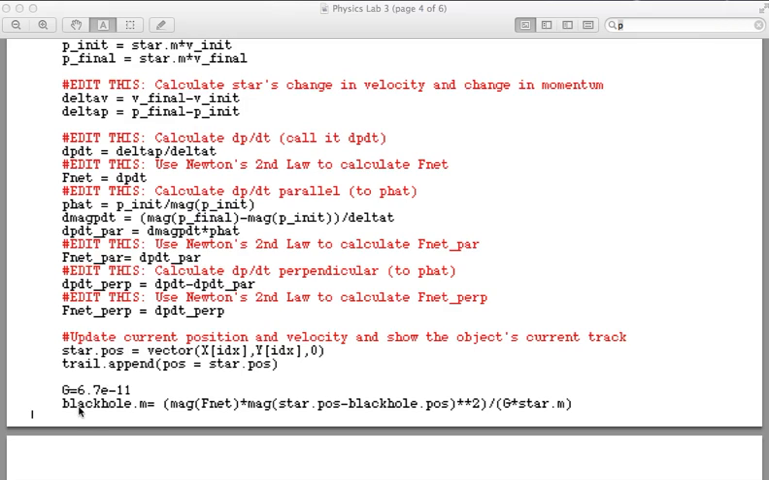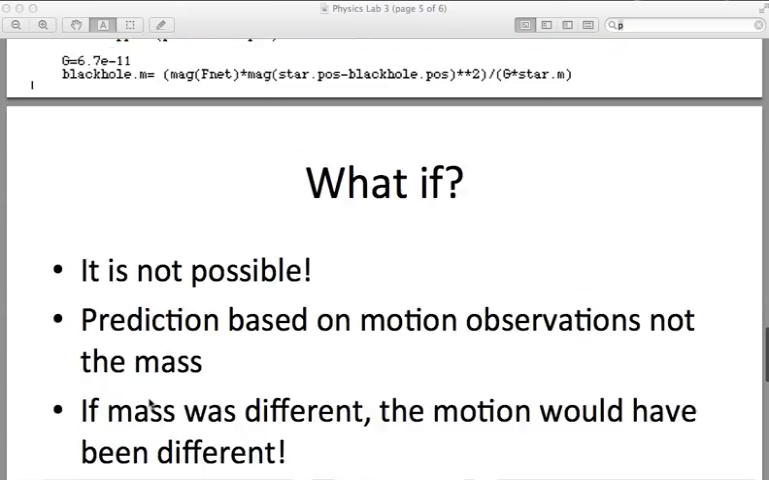After that, the black hole mass was found here. This is the gravitational constant, and this is the gravitational law from earlier, modified in order to actually generate the mass of the black hole.